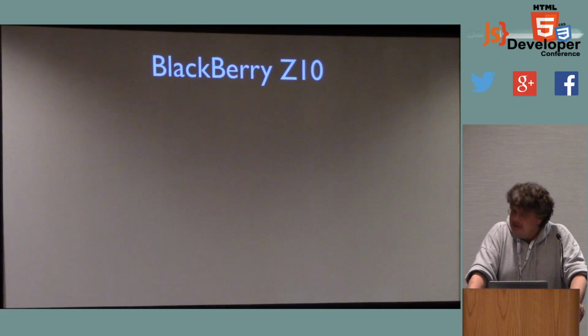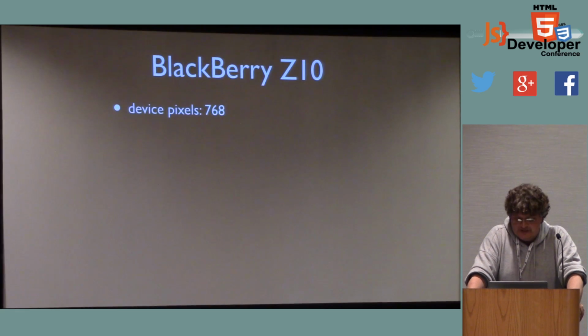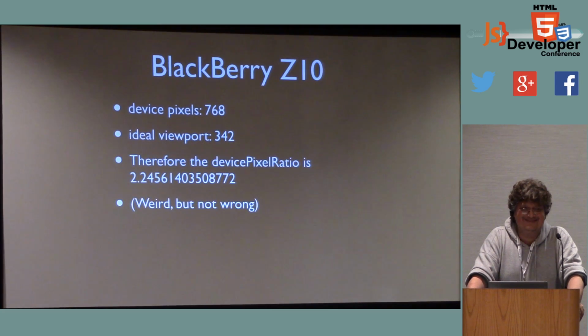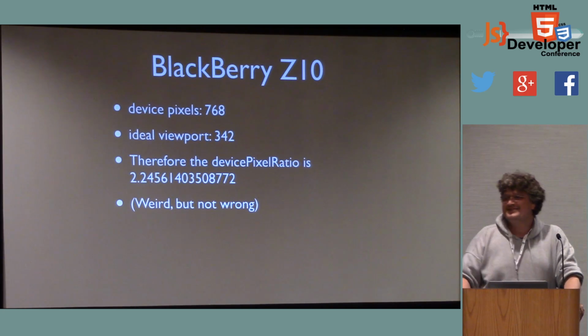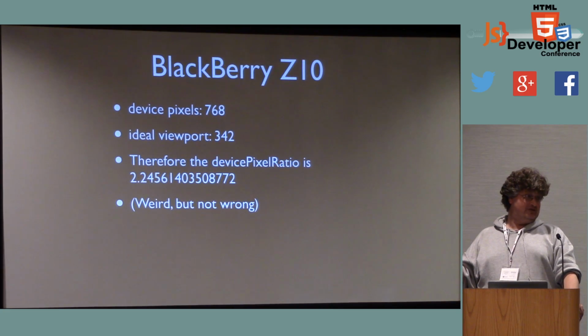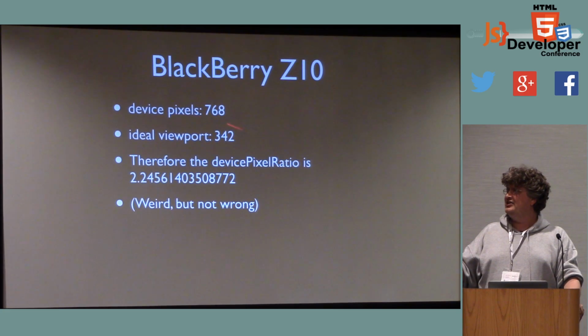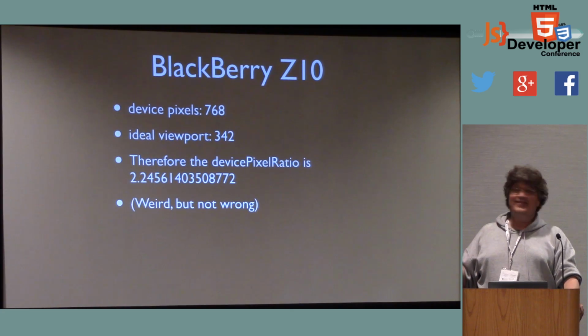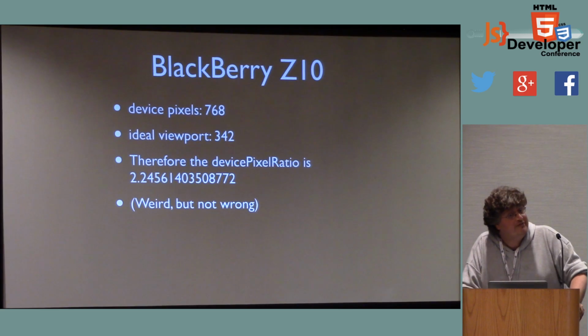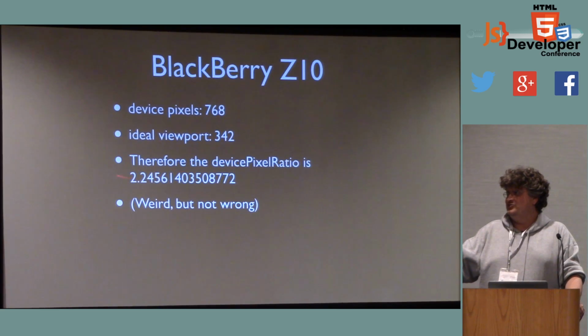Finally, the BlackBerry Z10 that we saw earlier: 768 device pixels, 342 ideal viewport, which gives us this device pixel ratio. This is weird, but it's not wrong. No, you can laugh, but it's not wrong. You have to be serious about this stuff. It's just a mathematical equation, right? They decided that they wanted 768 pixels in their screen. They decided that their visual viewport should be 342, which kind of makes sense on the device. So this is device pixel ratio.